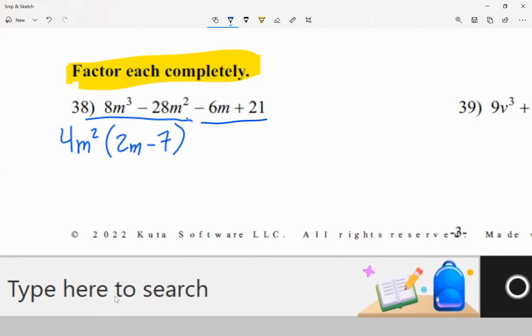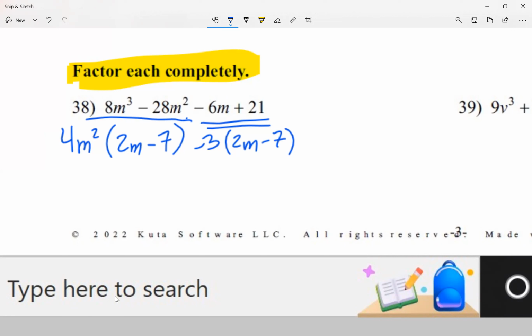Now, let me take a look at the last 2. All right, the last 2 terms. 6 and 21, I feel I can divide them by 3. But as a matter of fact, because I want the first number inside the parentheses to be positive, in this case, let me divide by a -3. I'm not going to take out an m because my last term doesn't have an m. So I'm just going to divide each by -3. So -6 divided by -3 is positive 2m. 21 divided by -3 gives me a -7.